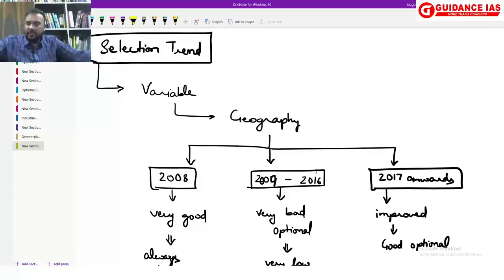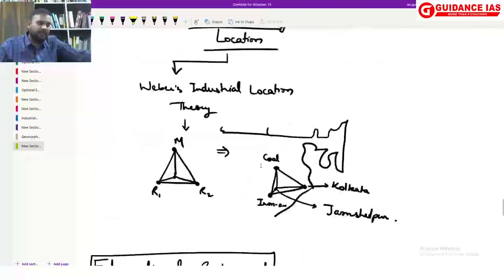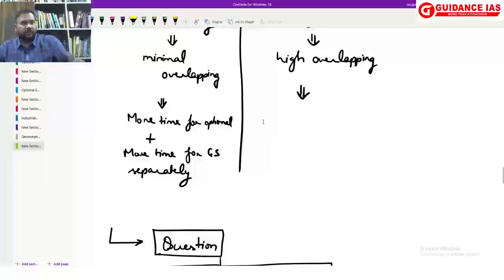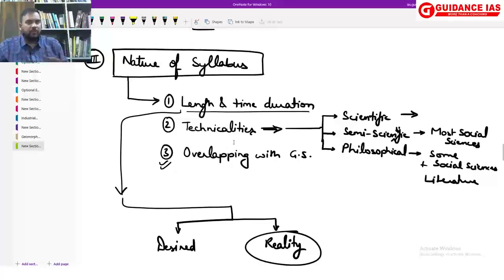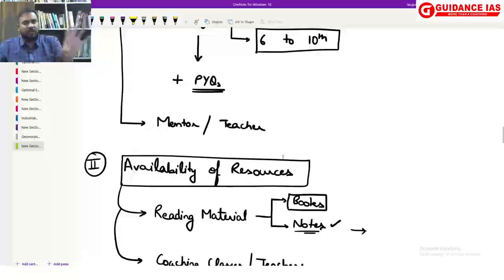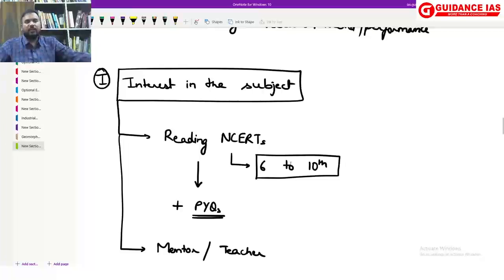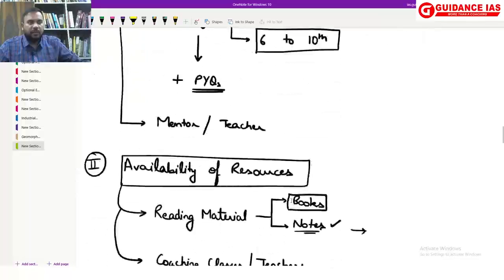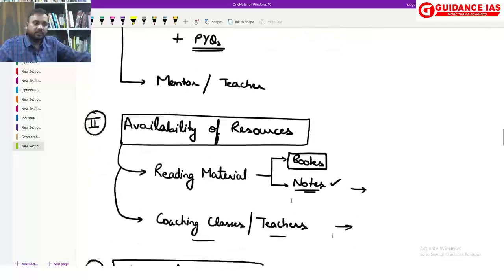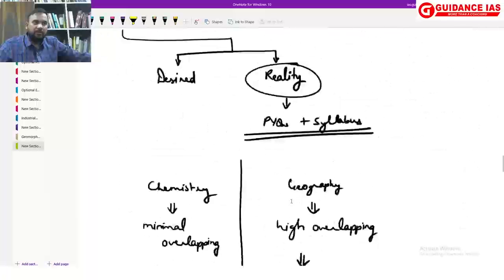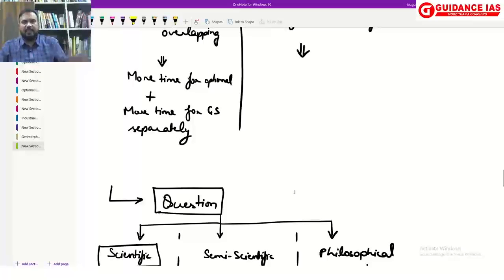And lots of things related with geography we will see in the next class, which will be on the next Sunday. I will mostly talk about geography, and the overlapping part I will specially discuss. And we will see how, with respect to all these criteria which we are taking, geography can be a very interesting optional for you. Okay, with lots of examples we will discuss. So keep these things in mind when you are going to choose your optionals.